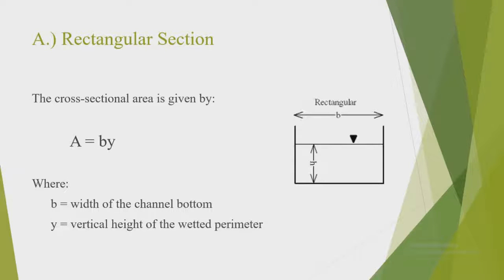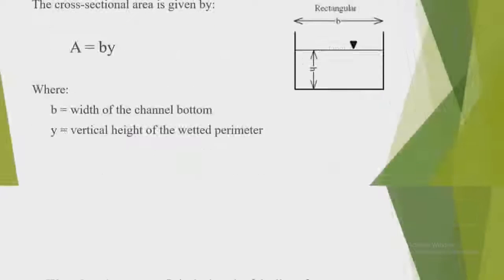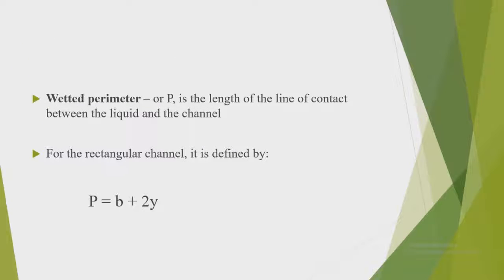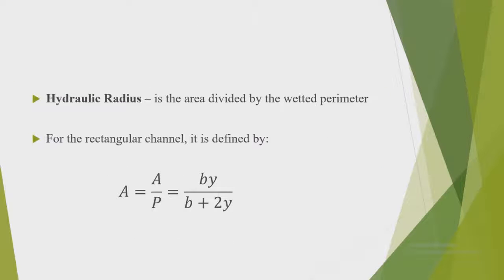The cross-section is given by the formula A equals B times Y, wherein B is the width of the channel bottom and Y is the vertical height of the wetted perimeter. The wetted perimeter, or P, is the length of the line of contact between the liquid and the channel. For a rectangular channel, it is given by the equation P equals B plus 2Y. The hydraulic radius, or R, is the area divided by the wetted perimeter, and in the case of the rectangular section, it is equal to BY over B plus 2Y.